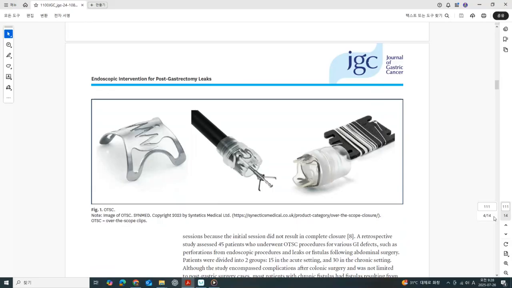For anyone trying to picture this, Figure 1 in the article we're looking at shows an OTSC really clearly. Imagine this small, quite powerful clip attached to a cap on the very tip of the endoscope. It's designed to pull the edges of that leak together firmly, sealing all the layers. It's actually a really clever piece of engineering for such a delicate internal job. It really is. So how well do they work, the clips?